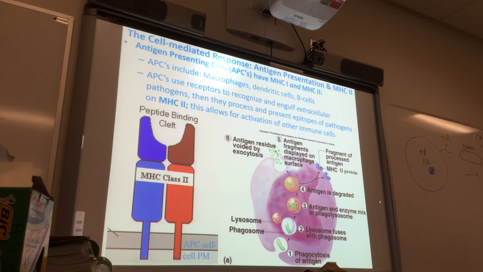phagocytoses it, and then you do all this biochemistry and molecular biology, and then you present a fragment of that bacteria on an MHC2 protein. The other fragments of the bacteria just get voided out. They're not immunogenic. They can't make you sick. Where do they go? They were already eaten by the macrophage, and now this is just residue. If it's amino acids, you can reuse them, but it could be voided out in the feces or the urine.